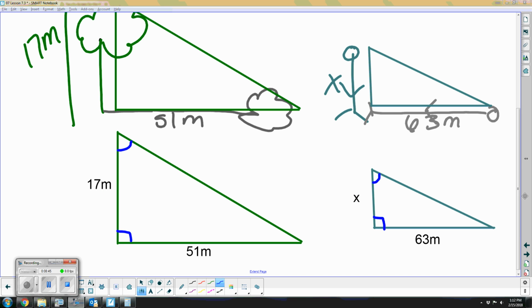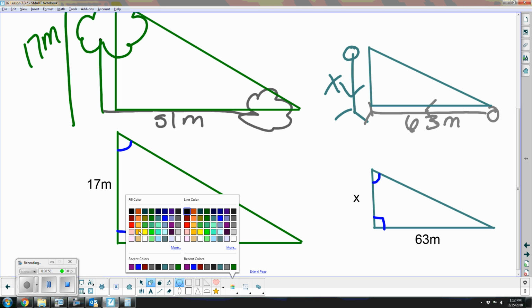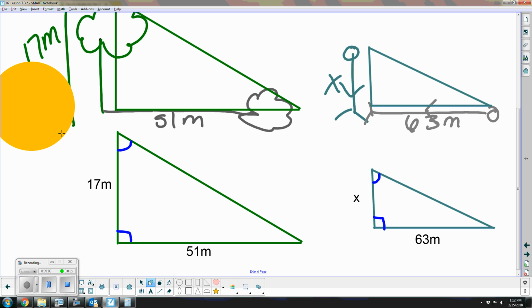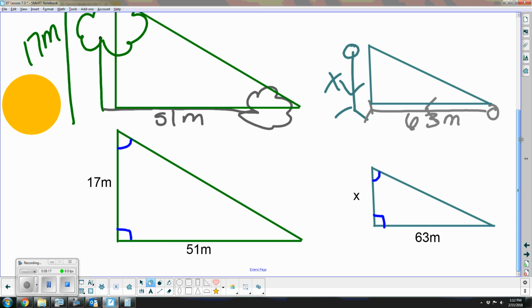All right, so I know both of these triangles are similar because they have two corresponding angles that are congruent. Here's my sun. When the sun hits the tree, it's going to hit it at the same angle as when it hits the statue. Okay, so those two angles are congruent, which tells me I have similar triangles. So now I need to set up some proportions.